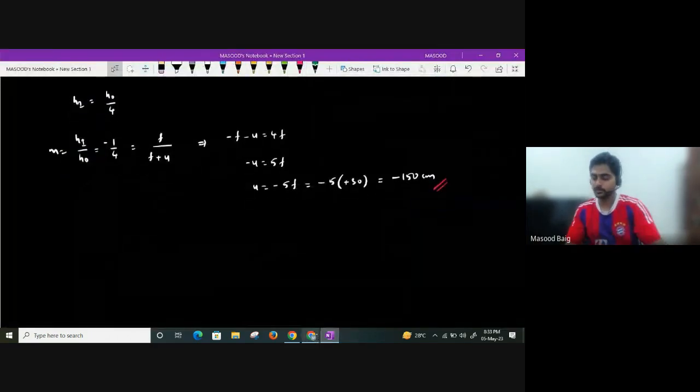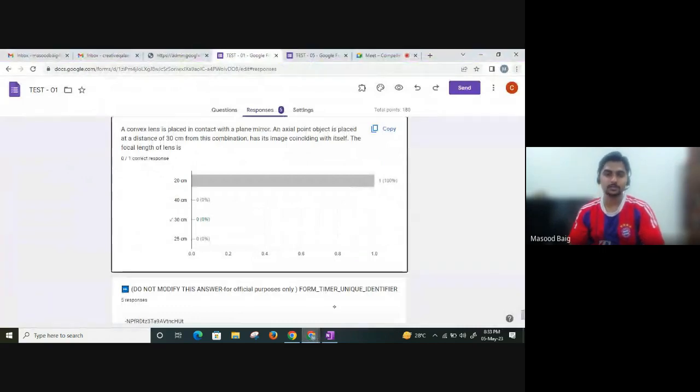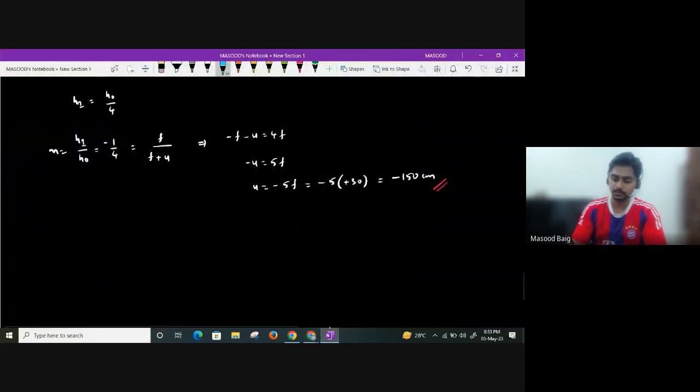It's a combination of a convex lens and a plane mirror. How are they placed? They are placed in contact with each other. I'll take a little small separation. You have a convex lens and a plane mirror, and I'm going to assume they're already in contact, but I'll just assume a small separation, guys. They have a common axis. So where is the object placed?